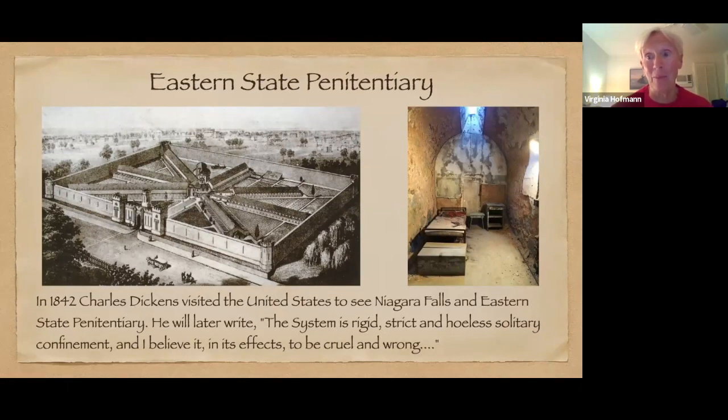How many times did we hear "buried alive" during the course of A Tale of Two Cities? But he felt very strongly when he saw this that this was not the way. And you can see on the slide on the right there what they called the eye of God, the window at the top that was supposed to cast light down on them to help inspire people to reform. But if you read all of his American Notes about Eastern State, it's really scary. I mean, talk about a good Halloween tale. With the bags over their heads and their feet padded, it was pretty crazy.